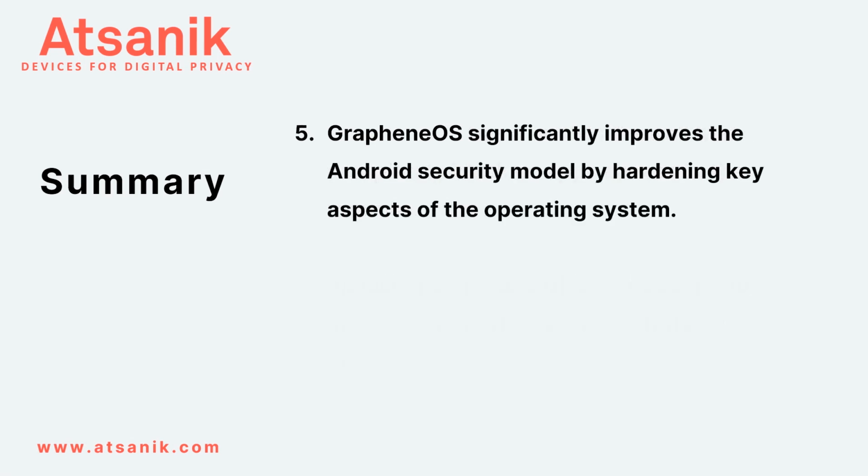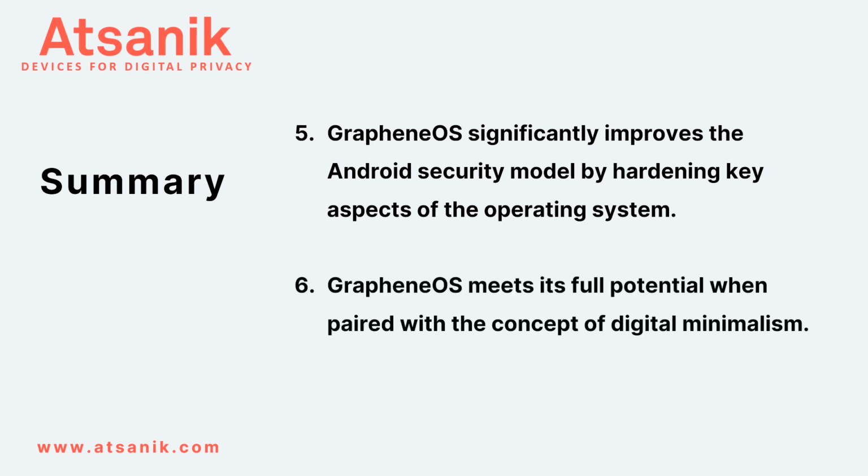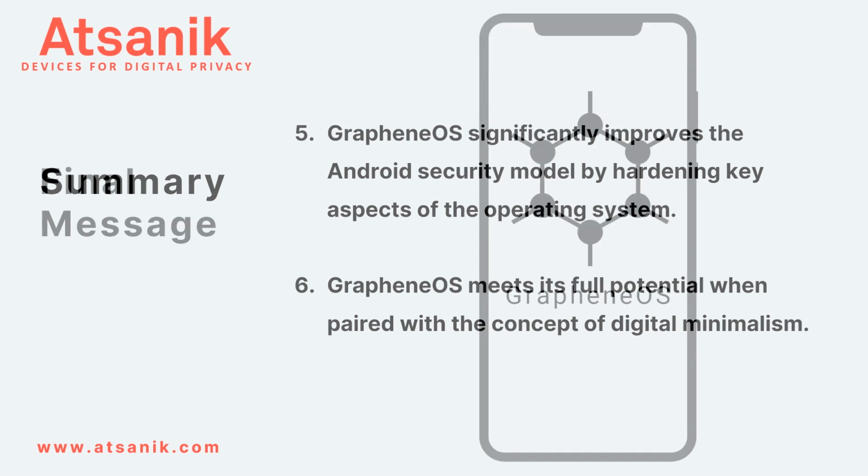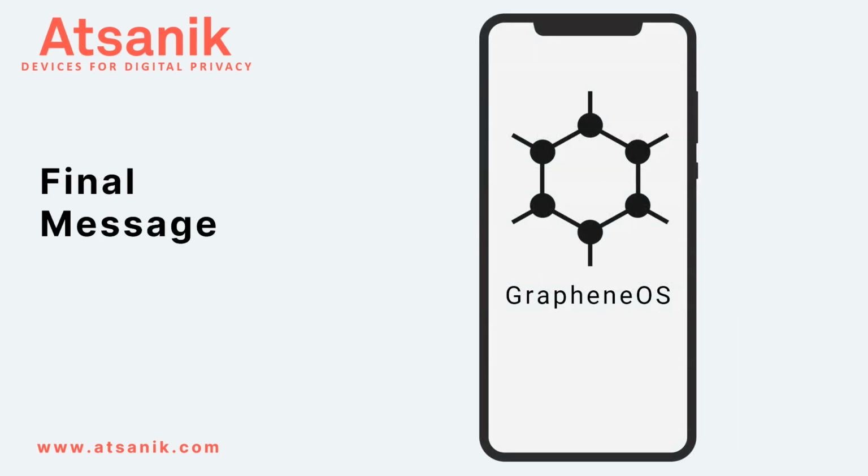5. GrapheneOS significantly improves the Android security model by hardening key aspects of the operating system. It's designed for people who greatly value security and privacy. 6. And finally, a phone with GrapheneOS meets its full potential when paired with the concept of digital minimalism. Here you decide on a core set of functions for your phone and then completely customize it so it meets those needs. So that concludes the tutorial.